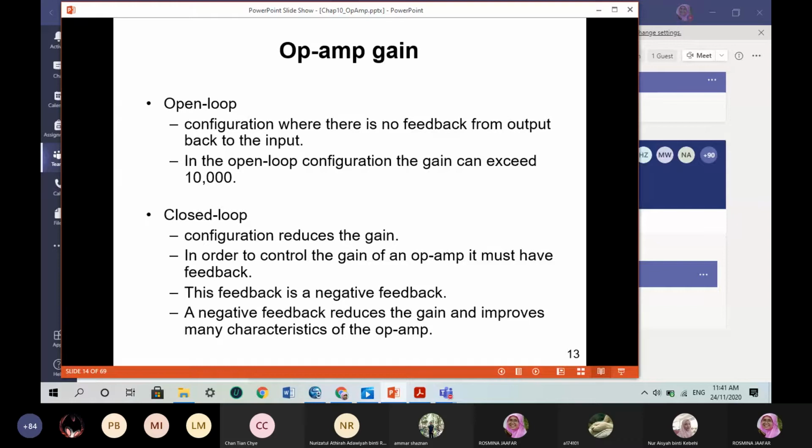In order to control the gain of an op-amp, it must have feedback, and this feedback is a negative feedback. The negative feedback reduces the gain and improves many characteristics of the op-amp. With open loop, the op-amp can become unstable. So to avoid instability, we always use a closed loop connection for an op-amp.